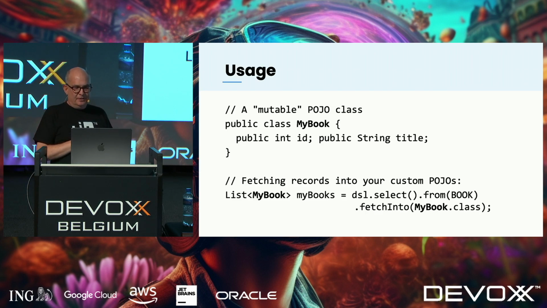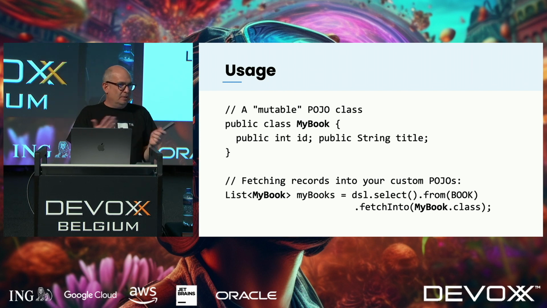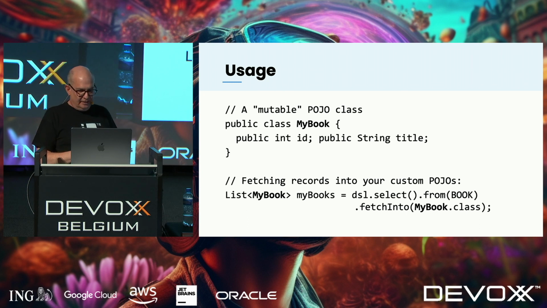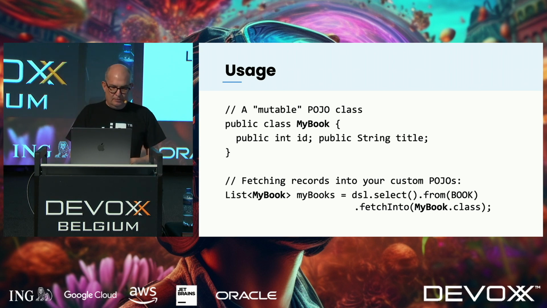Means we have a class. This could be a record, by the way. In that case, it's immutable. It depends what you want to do. I have an int ID and a string title. And I want to have back, instead of either a book record or a record 1 up to 22, I want to have my class.